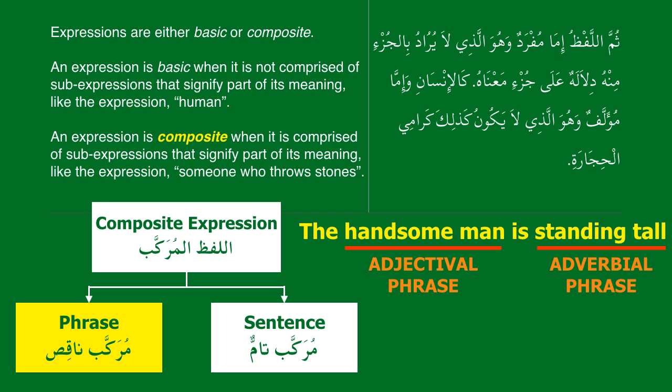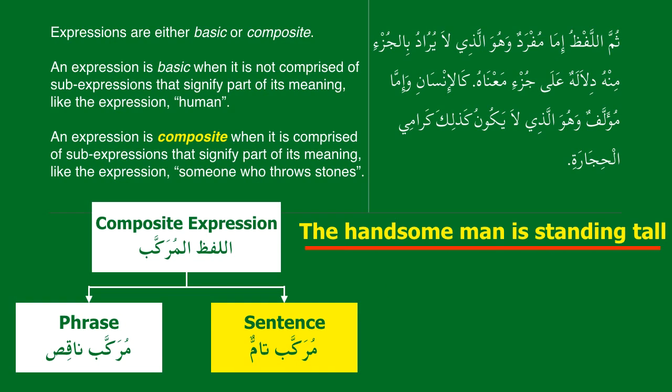Arabic grammarians describe phrases in a different way. And so the way that they categorize the verbal expressions of the language would vary, but the mental concepts that are signified would be the same, because both English and Arabic describe the universal mental language. So handsome man and standing tall are phrases, but the entire sentence, the entire statement, the handsome man is standing tall, is murakkab tam, a complete composite expression, because when one says it, the meaning has been completed. The handsome man is standing tall. One is not waiting for anything more to be said.